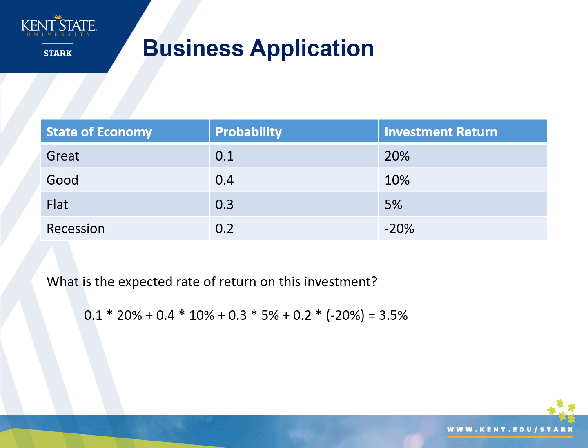Then each of these states of the economy also has a probability attached to it. So 0.1 for a great economy, 0.4 for a good economy, it's typical, 0.3 for a flat economy, and 0.2 for a recession. So to find the expected rate of return on this investment, that's just the expected value, we take each probability and multiply by the investment return. So 0.1 times 20%, 0.4 times 10%, 0.3 times 5%, 0.2 times negative 20%. Do all of those multiplications, add up and get the total, and we get 3.5%.